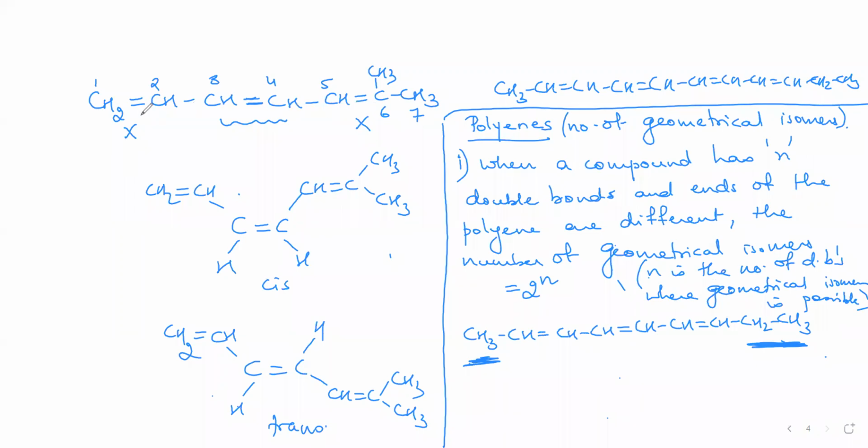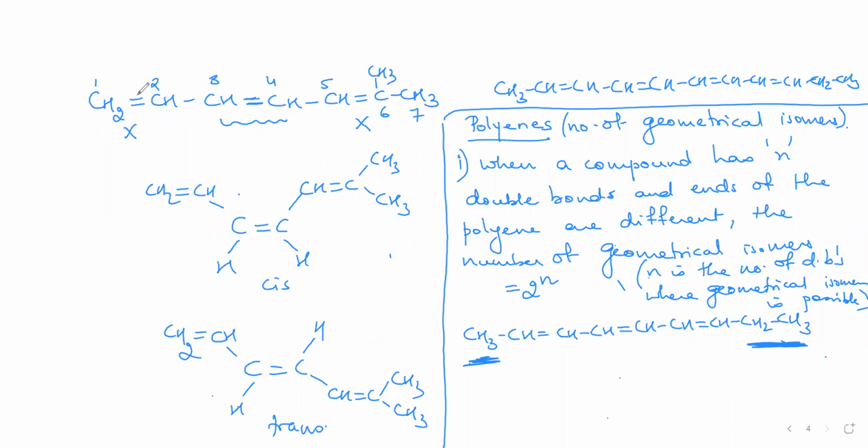Now let me take this compound. This compound also has its two ends different. So if I use this formula, will I get 8 isomers here? 2 raised to 3. Will I get 8 isomers here? I got only 2. So what am I supposed to take the value of n here? The number of double bonds where geometrical isomerism is possible.